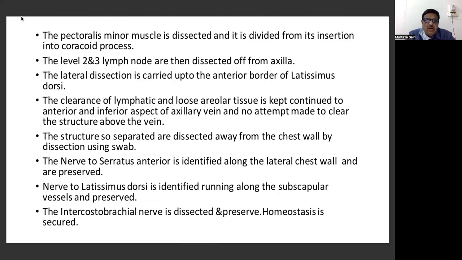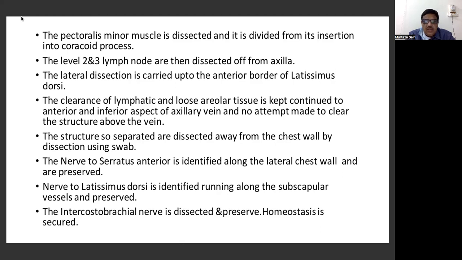The level 2 and 3 lymph nodes are then dissected off from the axilla. The lateral dissection is carried up to the anterior border of latissimus dorsi. The clearance of lymphatic nodes and loose areolar tissue is kept continuous to the anterior and inferior aspect of the axillary vein, and no attempt is made to clear the structures above the vein. The structures so separated are dissected away from the chest wall using a swab.